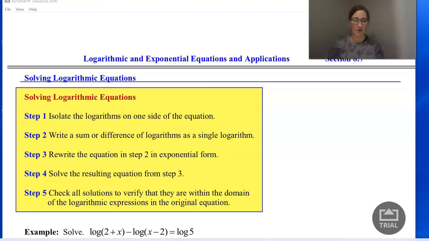So we are going to work on section 8.7, which is logarithmic and exponential equations. And we'll just do one quick application at the end.